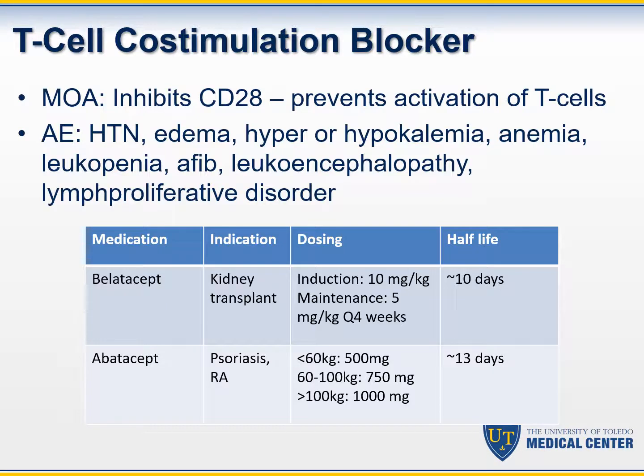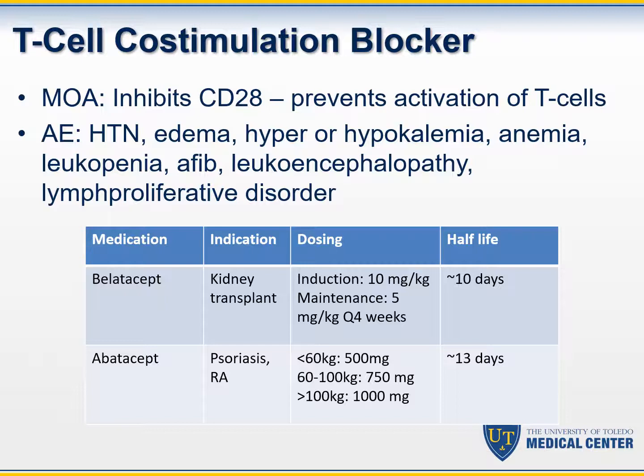The next class is the T-cell co-stimulation blockers. The way these work is that they inhibit the receptor CD28, and that prevents activation of your T cells. These medications include belatacept and abatacept. So belatacept is the main one you'll see in your transplant population.